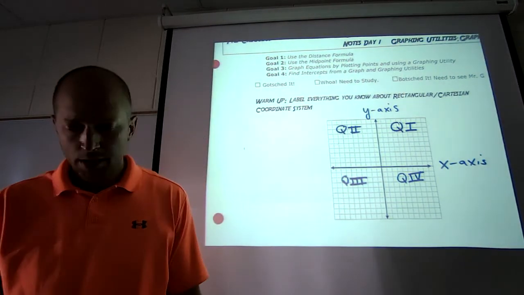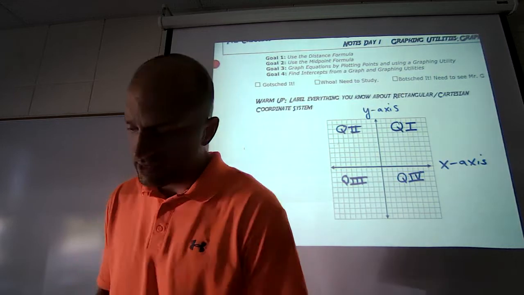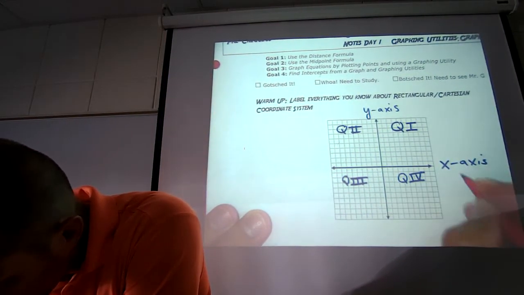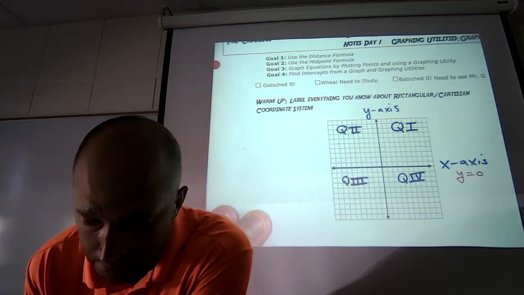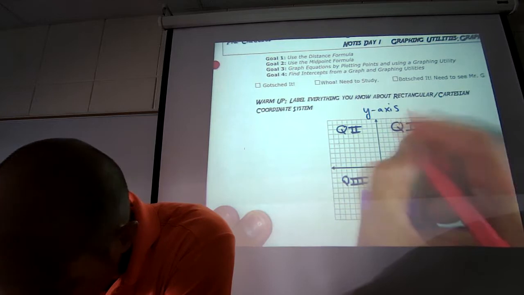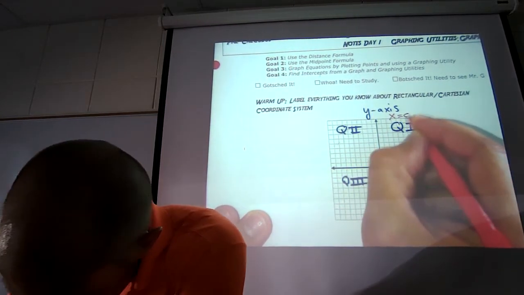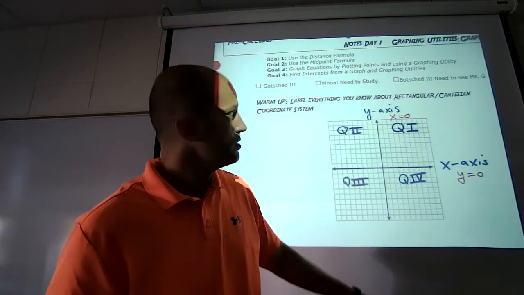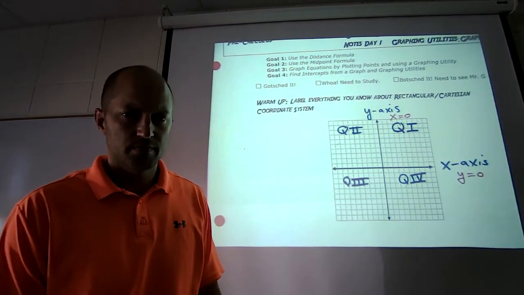All right. Things that you guys should know about the x-axis and the y-axis: the x-axis, the horizontal line, is a y equals 0 line. And the y-axis is the opposite, an x equals 0 line. So the x-axis is y equals 0, and the y-axis is x equals 0. Okay?